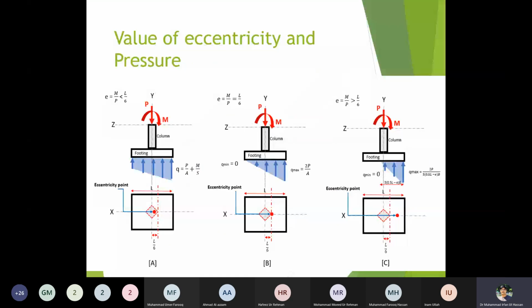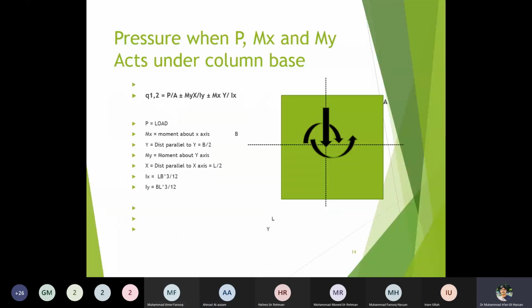Yes, so can you listen to me? Yes, sir. Can you see the slide now? Which slide is visible to you?